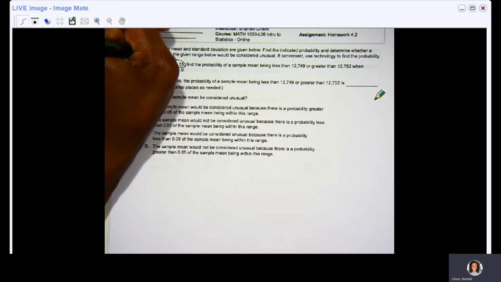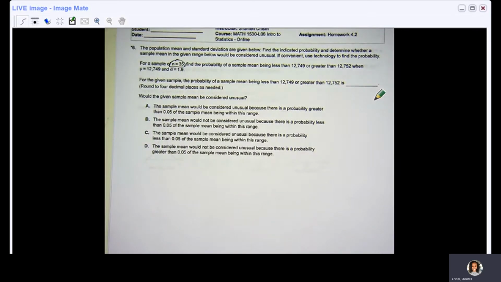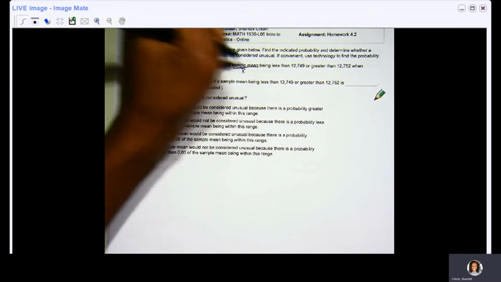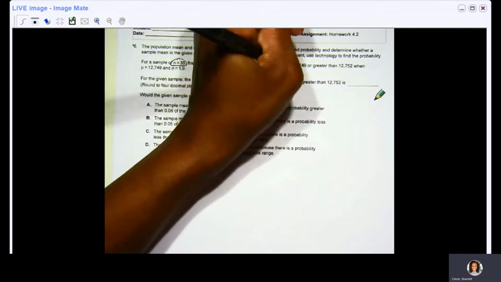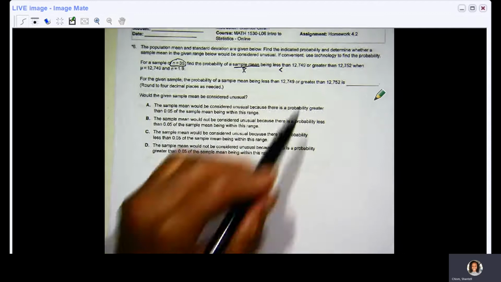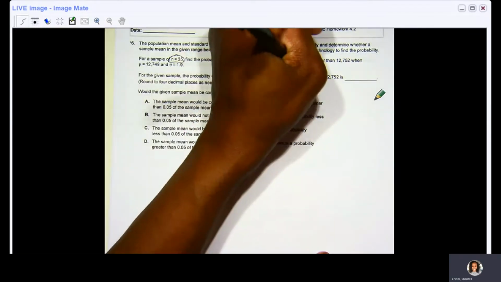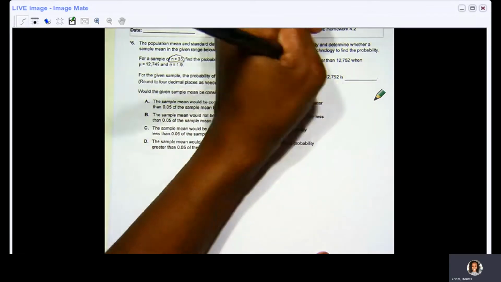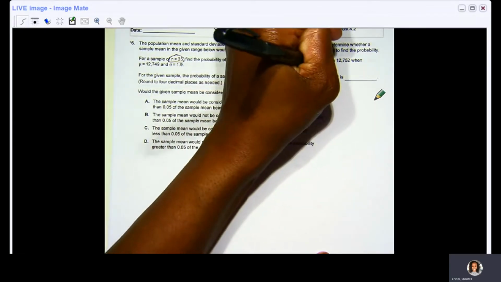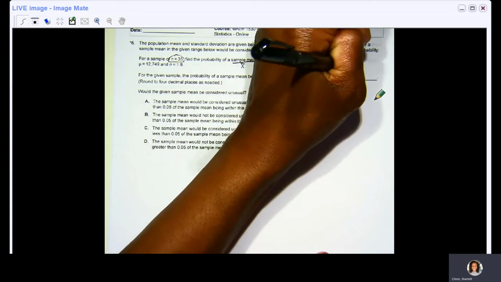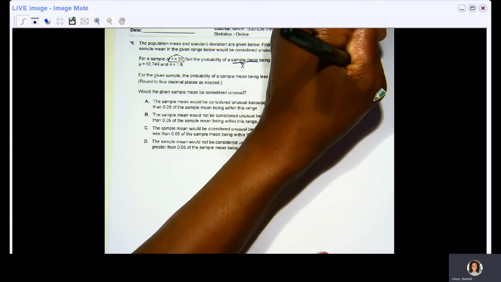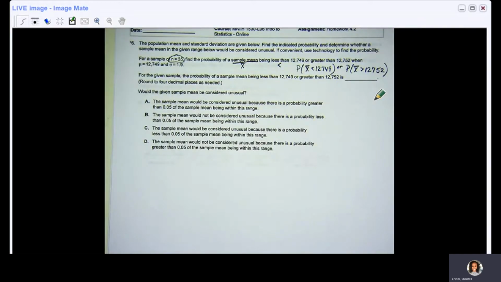So our sample size is 35, which is at least 30, so we automatically can assume normality. And we want to find the probability of a sample mean, X bar, being less than 12,749 or greater than 12,752. So we're trying to find the probability that X bar is less than 12,749 or the probability that X bar is greater than 12,752. That's what we want to find. So technically we're looking for 2 probabilities.